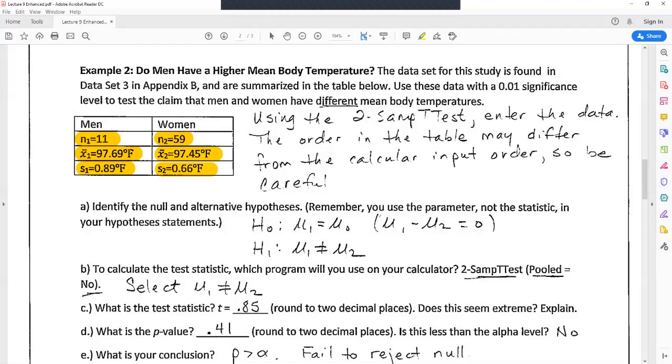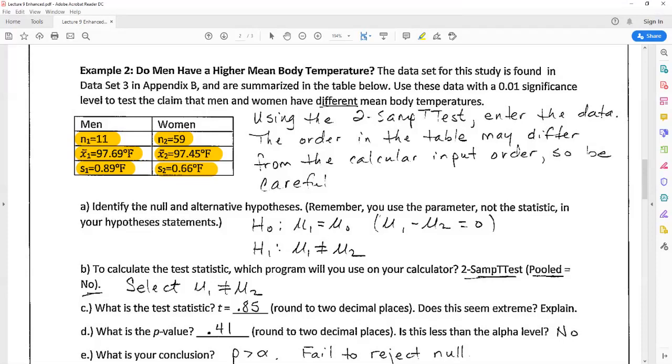Well, if you look at the table as is, it appears that men have a slightly higher temperature than women. And again, is it because of the sample? In other words, if we had gone out and taken maybe a larger sample, or if we conducted the same study with a different group of men and women, would the results be the same? Probably not. So just because it appears that men do have a slightly higher temperature than women in this situation, is the difference significant enough? And that's what we're going to have to decide.